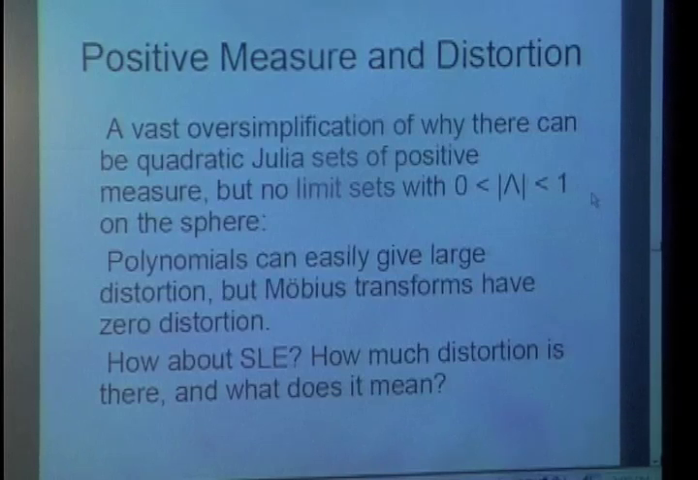However, you can get a hint that it should be much harder to prove the corresponding result for Julia sets, because when you iterate a polynomial, unless the polynomial is very, very carefully chosen so the parameter is just right, the iterated polynomial is going to build up enormous distortion, and so anything could happen when you zoom in from the global to the local picture. So the question begs itself, well, how about SLE? What is distortion there, and what does it mean?